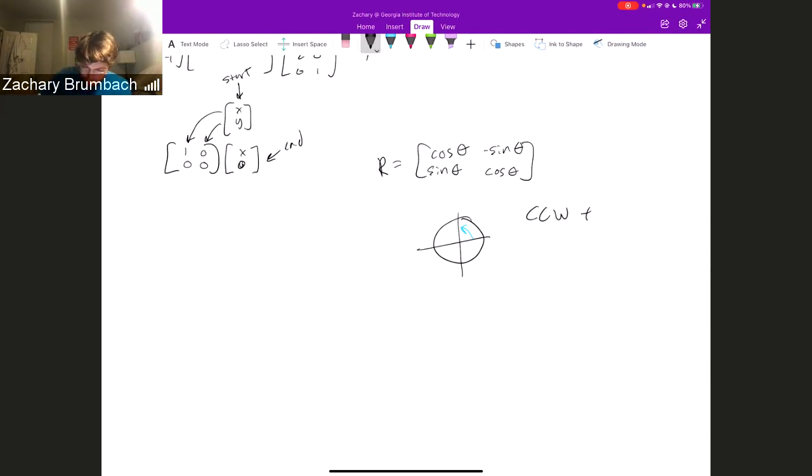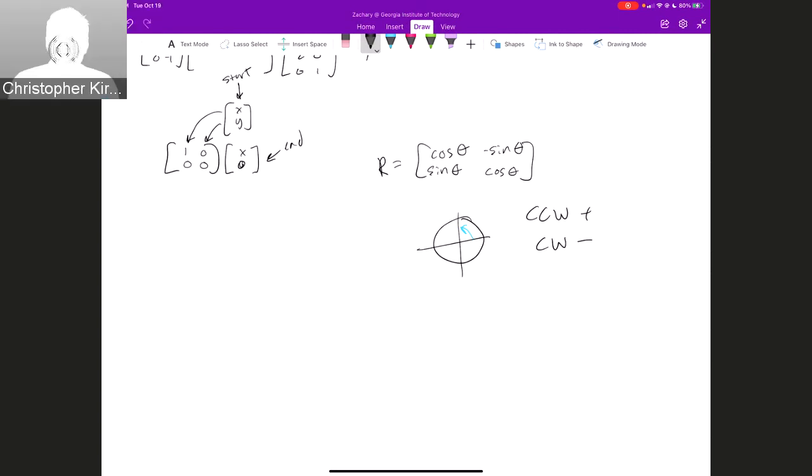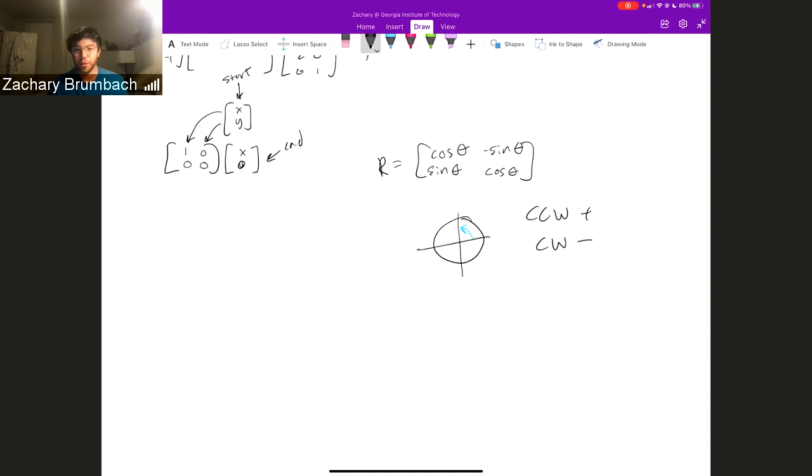Counterclockwise positive, clockwise negative. Okay? This matrix is just something you need to know. I don't really love telling students to just memorize things, but this is something you need to remember. Do you think you should relearn the unit circle? I don't want to say you need to relearn it, but it's important to know your pi over 6s and pi over 4s all the way around the circle.